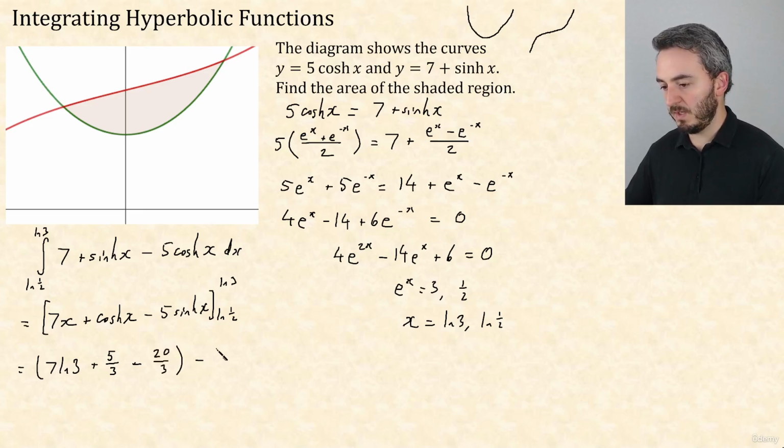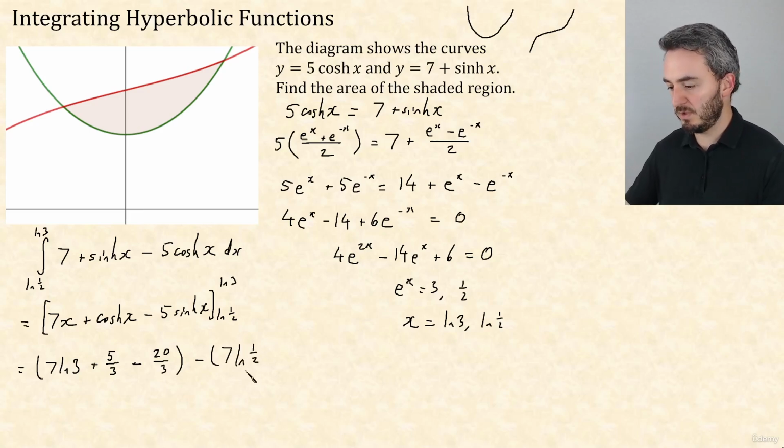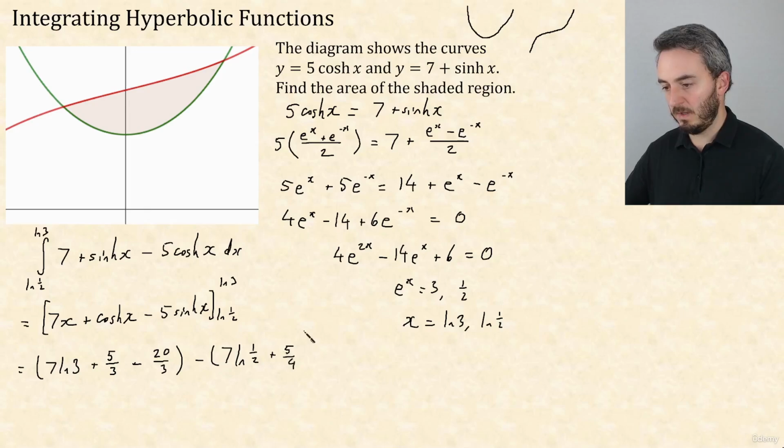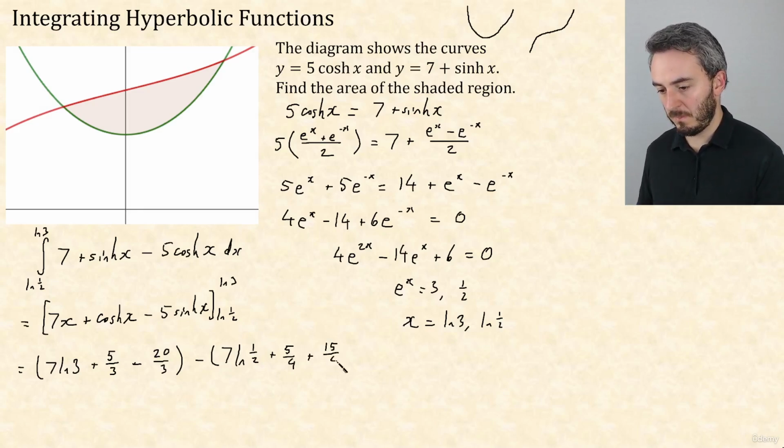And now I'm going to be subbing in ln of a half. So that's 7 ln of a half. I'll probably convert that into ln 2 in a moment. Then we've got cosh of ln a half, and that's 5 over 4. And then sinh of ln a half, which is minus 3/4, but times that by minus 5, and it's plus 15 over 4. And all I'm left to do is neaten this up.